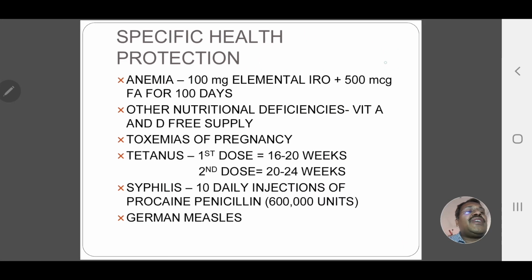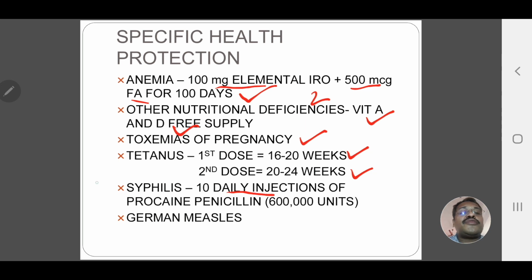So what are the specific health protection measures? These are very important. Anemia: give 100 mg elemental iron and 0.5 mg folic acid for 100 days. If the mother is anemic, you have to give twice the dosage, that alone you remember. Then for other nutritional deficiencies, we give prophylactic vitamin A and vitamin D. For toxemia of pregnancy, if it is there, we have to give appropriate blood pressure reduction tablets. For tetanus, I already discussed: first dose at 16 to 20 weeks, second dose at 20 to 24 weeks. Syphilis, 10 daily injections.